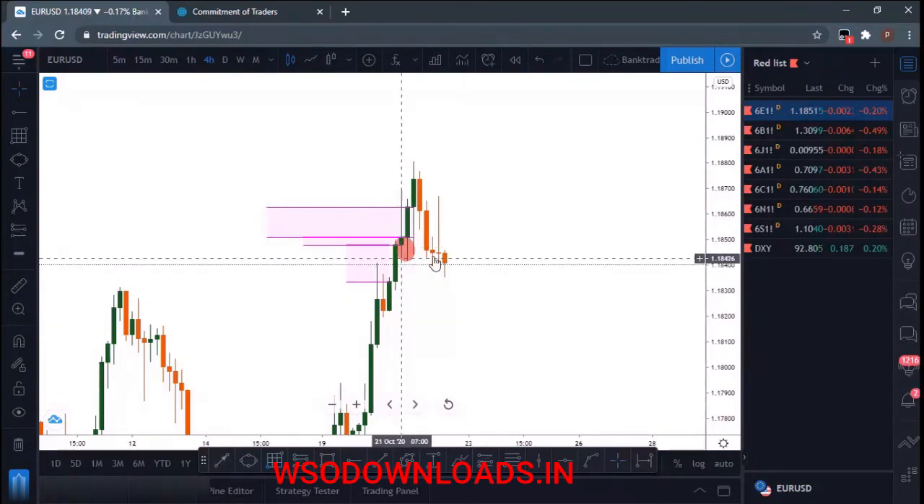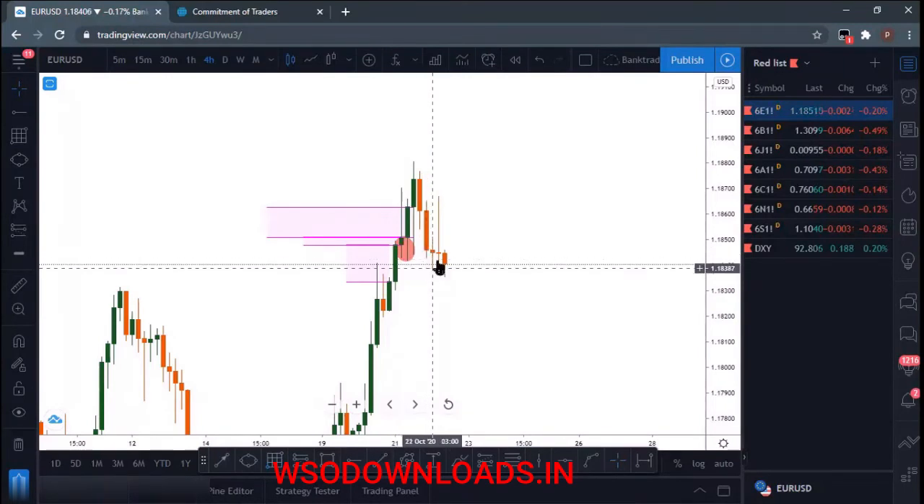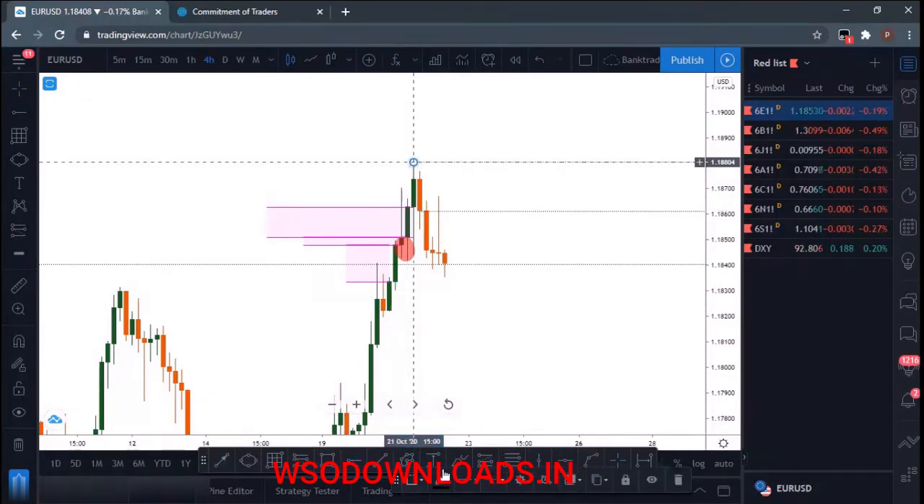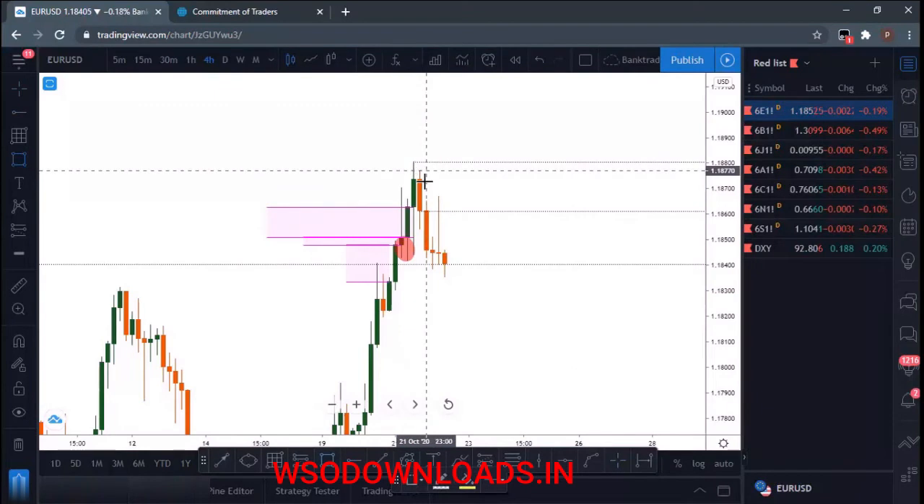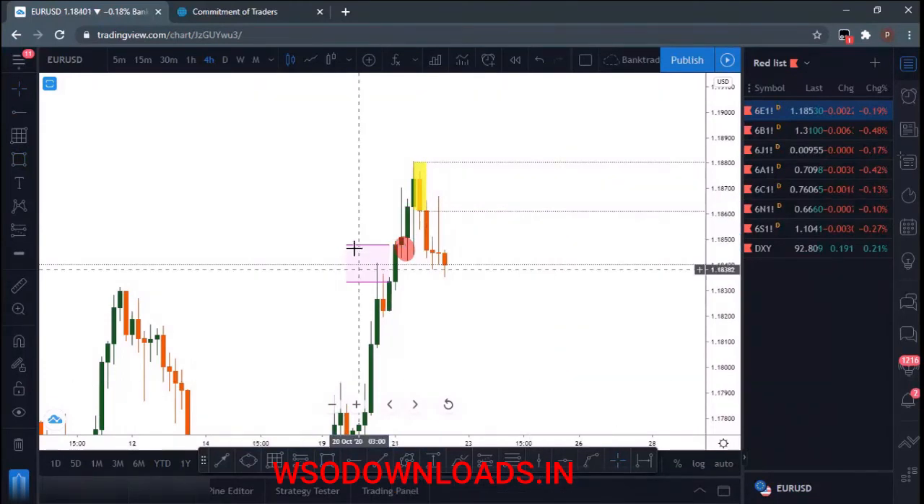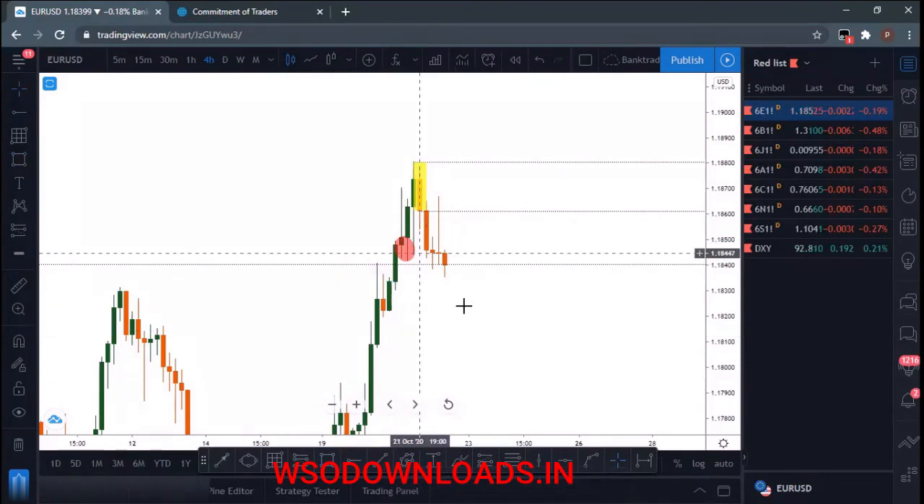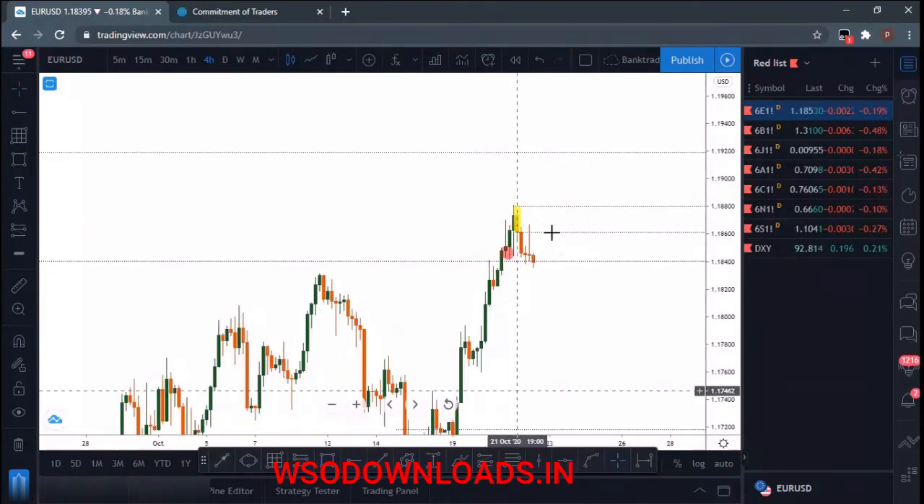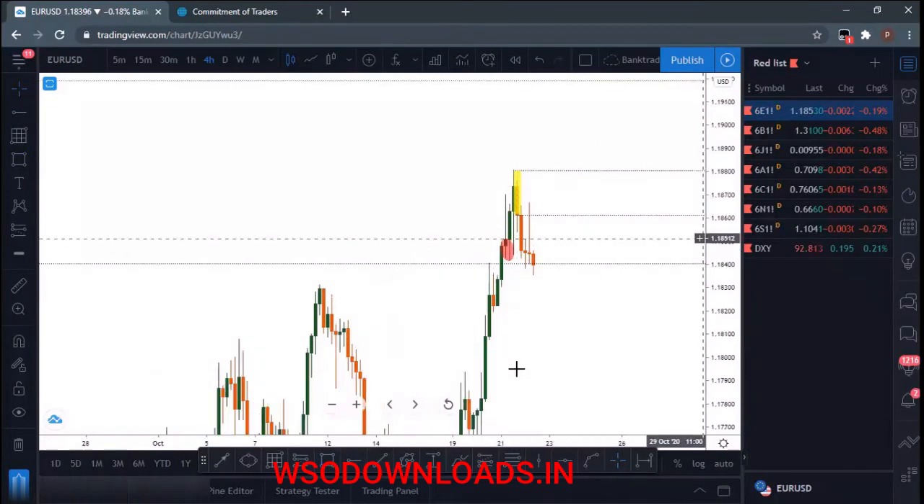So this hidden area was taken out by this move down, then tested. So this is that 4-hour area that we were talking about on the futures market. This 4-hour area would be something like this. So this will be a 4-hour area. Now, if you're not yet on this trade, you can wait for price to come back to this area here, then look for your entries.